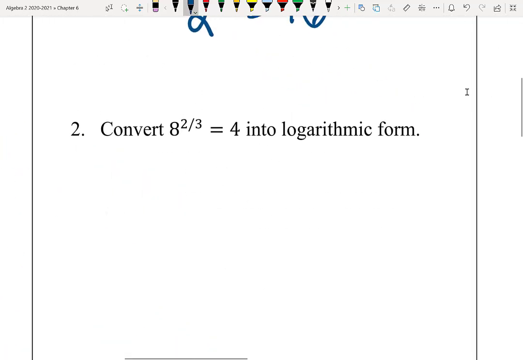And we can do the same thing the other way around. If 8 to the 2/3 power equals 4, we know that log base 8 of 4 gives me 2/3. My base does not change. In this case, the exponent on my base becomes my solution. My base stays as my base, and then my solution of the exponential becomes what I'm evaluating in a logarithm. So log base 8 of 4 is 2/3, and that's because 8 to the 2/3 power gives me 4.